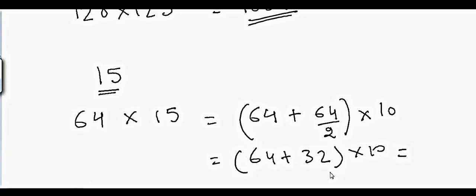96, right? So let's do it quickly. Suppose I have 44 and want to multiply by 15, so I know that half of 44 is 22, so that will be equal to 66, and then a 0, so that will be 660.